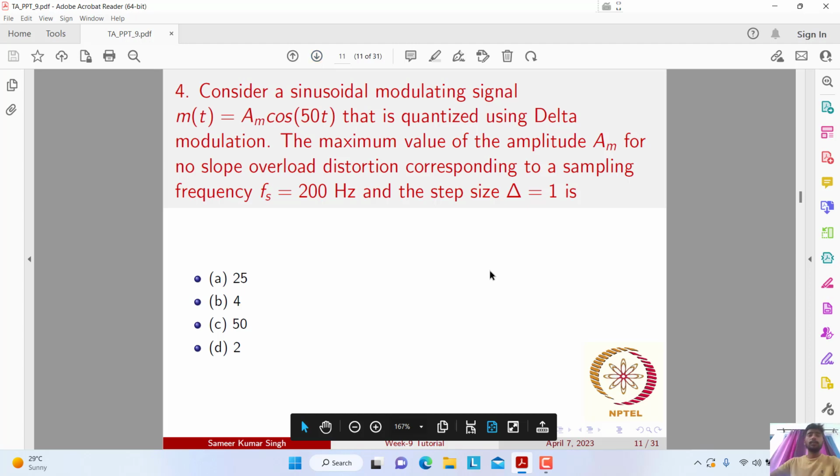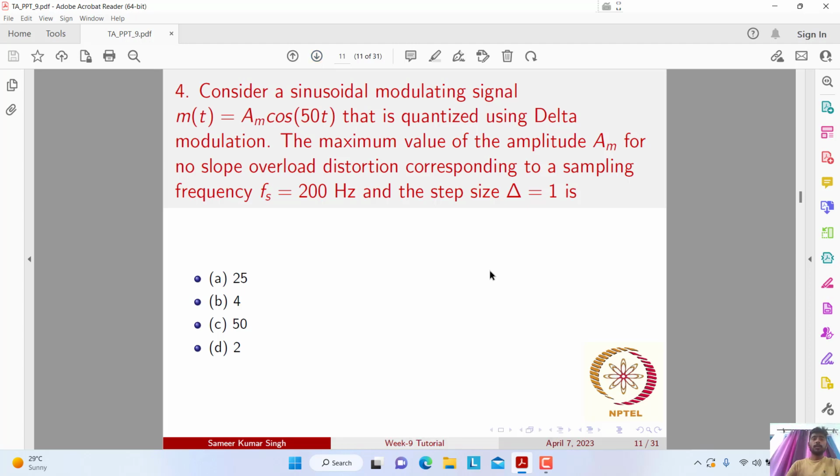Okay, question number 4 is a numerical question. Consider a sinusoidal modulating signal m(t) given as Am cos 50t, that is quantized using delta modulation. The maximum value of the amplitude Am for no slope overload distortion, corresponding to a sampling frequency fs of 200 Hz and a step size delta of 1. So we have to calculate the maximum value of Am.